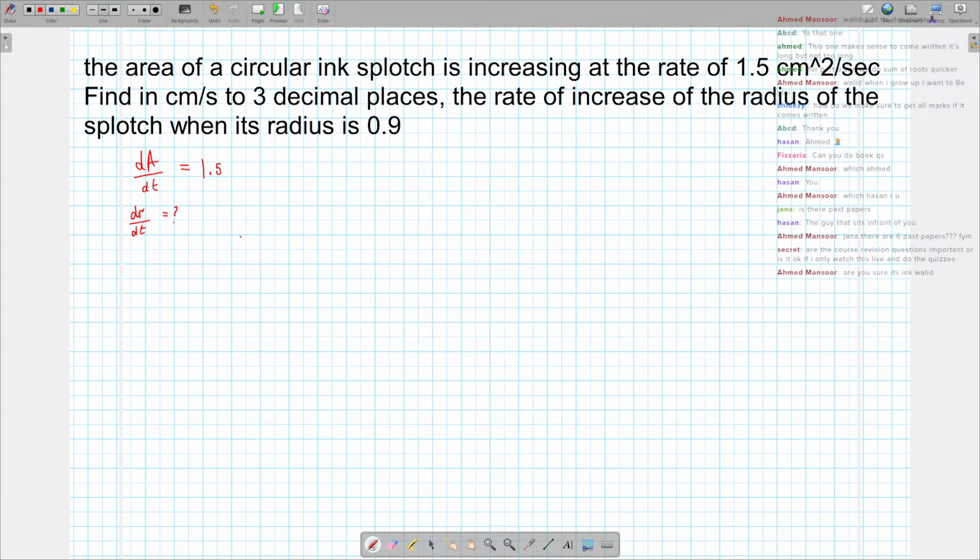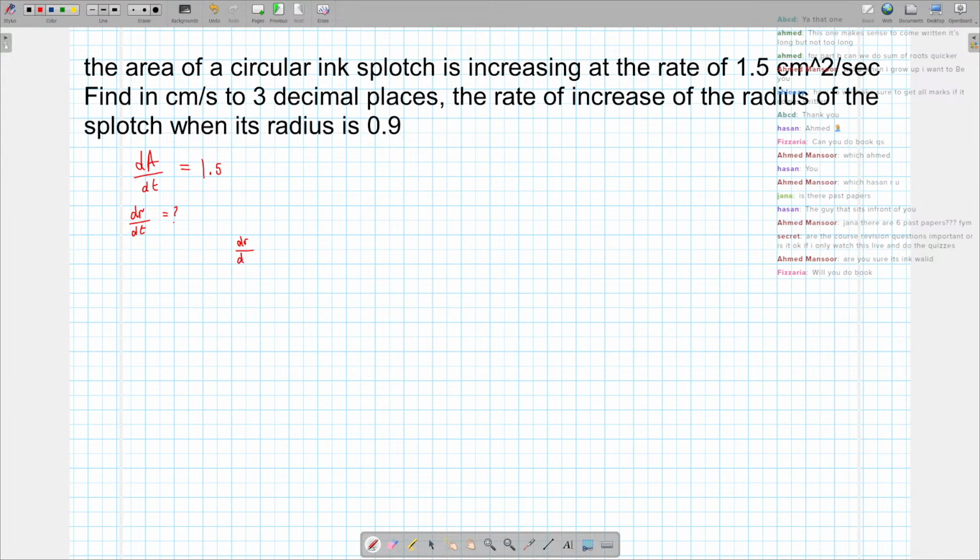I always do it like this. We write the one we want, we equal it, and you write the one that you have. And you see, what do I have to multiply this by to get this, right? I need to cancel this dA, so I have dA down, and I need dr up. Okay.